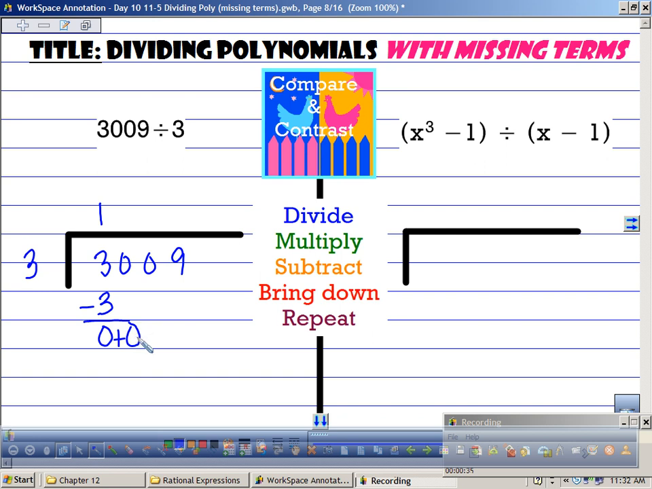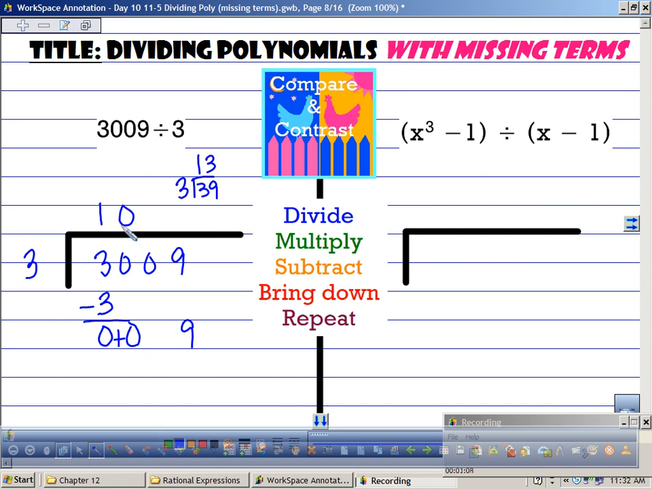Why do I have to bring down a 0? Why don't I just go straight to 9? Just the way you were taught. Okay, well, let's understand why you were taught that way. If I ignored the zeros, I would be dividing 3 into 39. What is 3 into 39? 13.